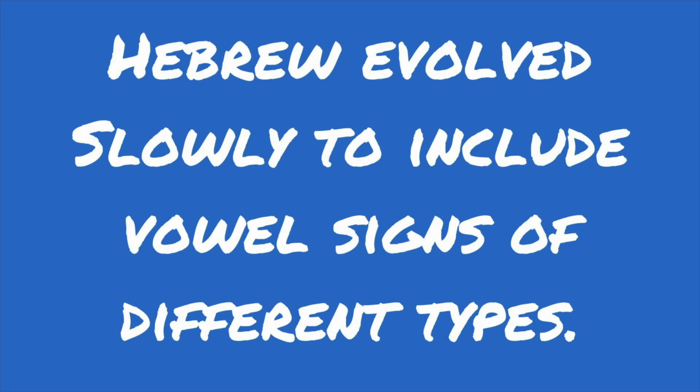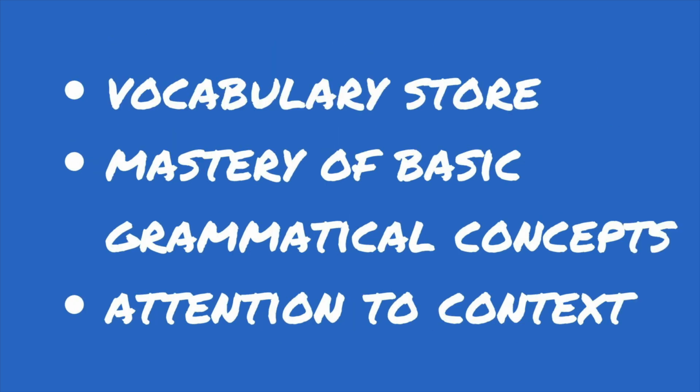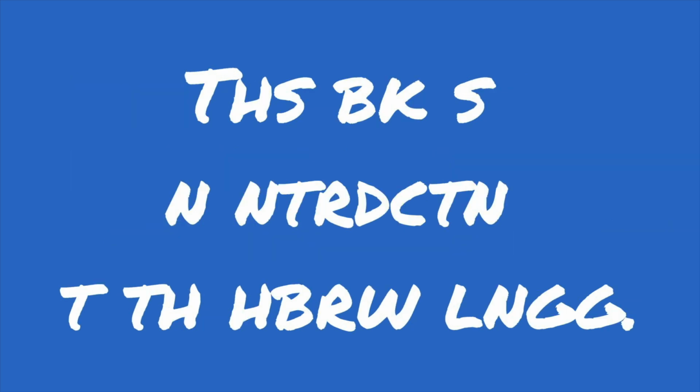Now, the thought of attempting to read a text lacking vowels may sound daunting, if not altogether frightening. It is not as difficult as it may seem presently. Once one acquires a vocabulary store, a mastery of basic grammatical concepts, and learns to pay careful attention to context, it is much easier to properly interpret vowelless texts than one might initially think. So to illustrate, let's try to decipher the following English sentence. And I suspect that it won't take you terribly long to figure out what this means. I'll give you a second.